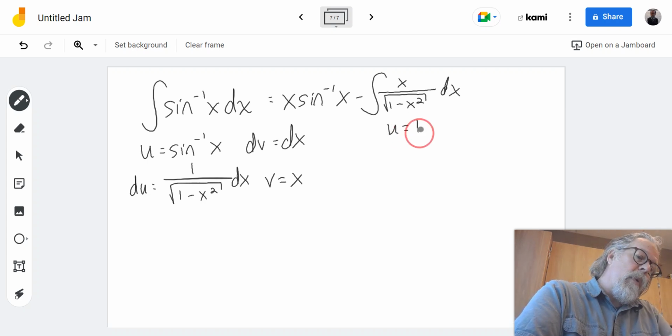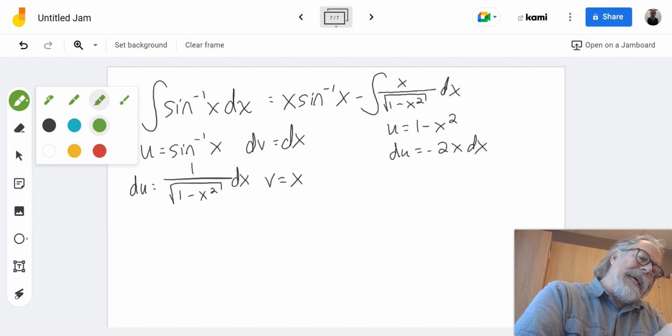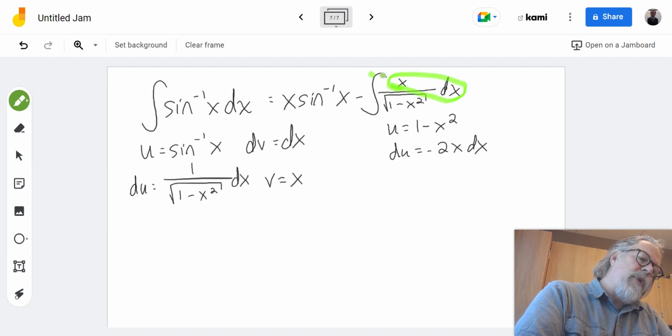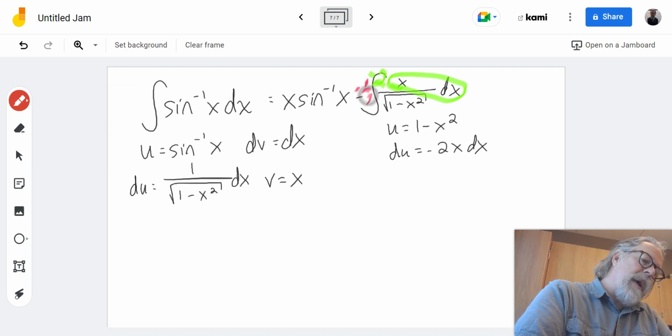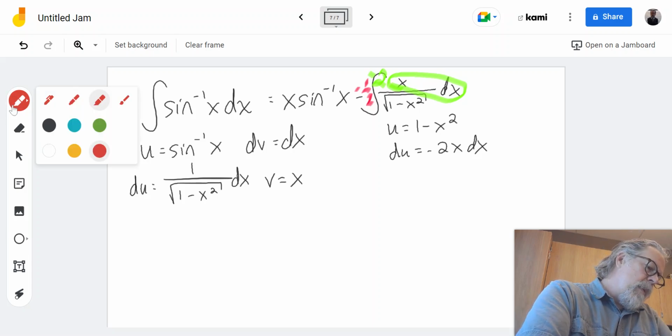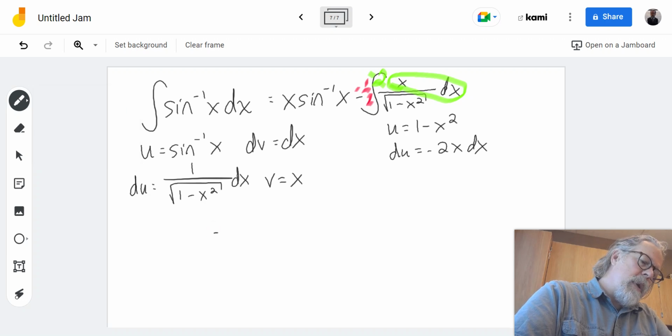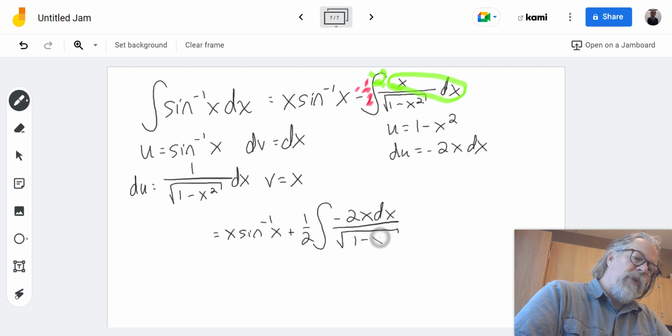I'm going to let u equal 1 minus x squared, which means that du is equal to negative 2x dx. And I'm going to go ahead and highlight my du. At least if I put a negative 2 in front of it, which means that I need to put a negative 1/2 in front of that to compensate, which means that I'm now looking at x inverse sine of x plus 1/2 the integral of negative 2x dx over square root of 1 minus x squared.